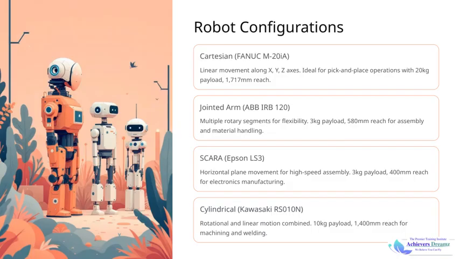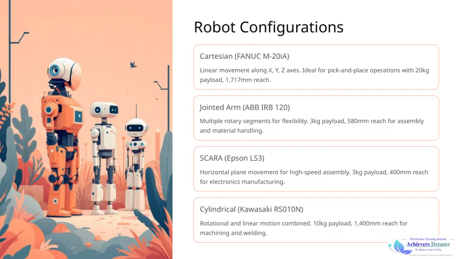Next, we have the jointed arm, exemplified by the ABB IRB 120. This configuration features multiple rotary segments, giving it a lot of flexibility and dexterity. It's well suited for assembly and material handling, with a payload capacity of around 3 kilograms and a reach of 580 millimeters. This design allows for complex movements and better maneuverability in tight spaces.